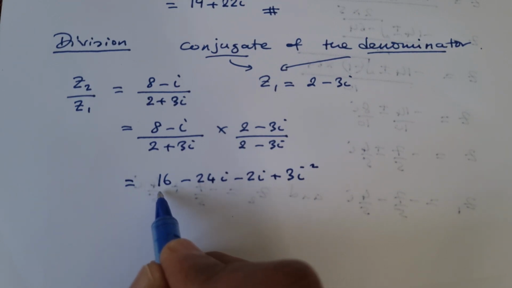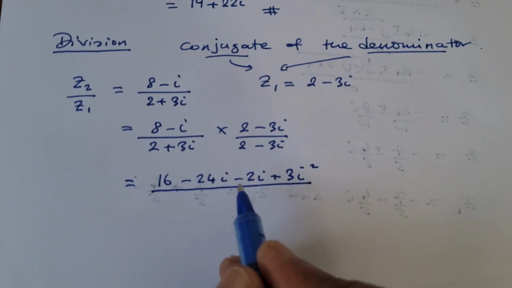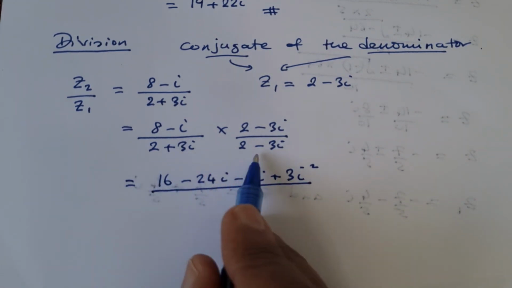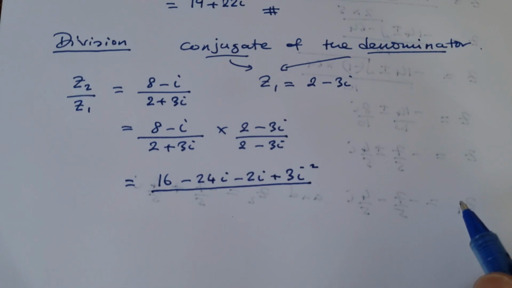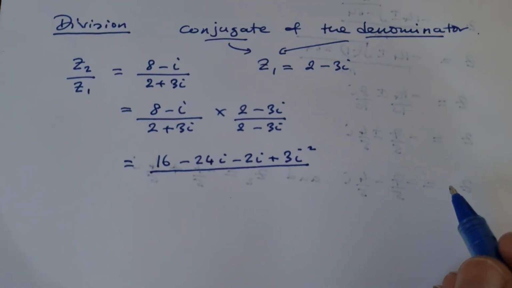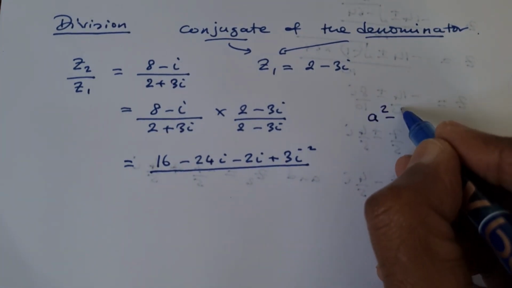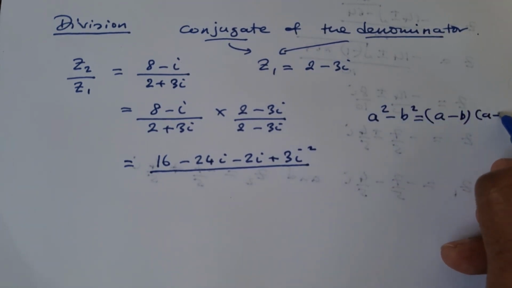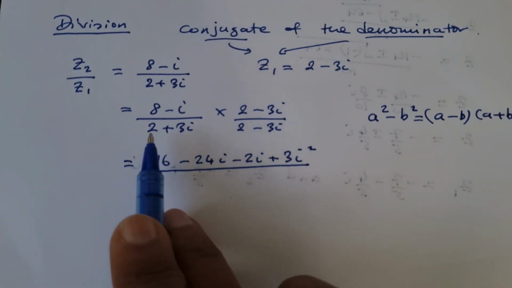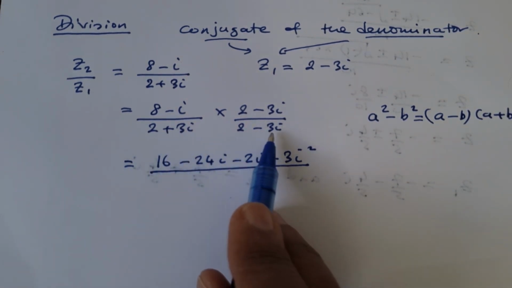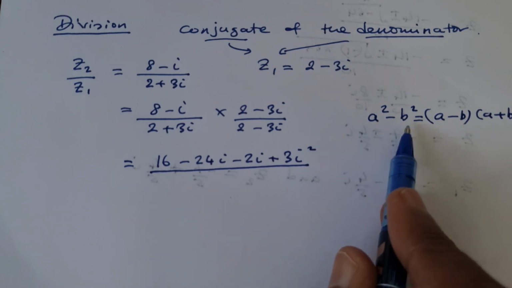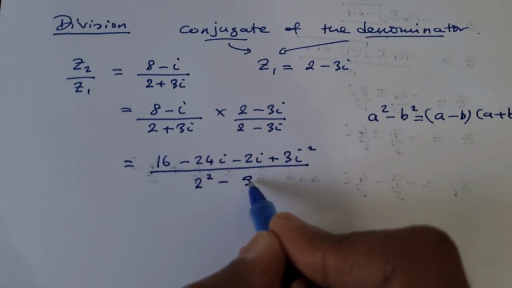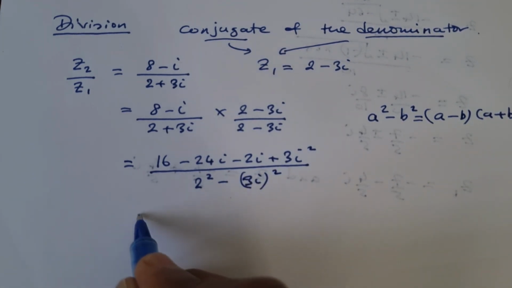So over here divided by, now for the conjugate of the denominator, these two are a difference of two squares from quadratic expansion. We know that a square minus b square is always a minus b times a plus b. So what we have is a plus b, a minus b, which is equivalent to a square minus b square. So I can say then 2 to the square minus the 3i to the square. So let's see.